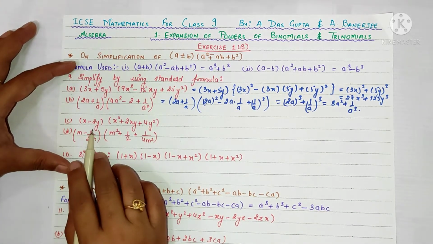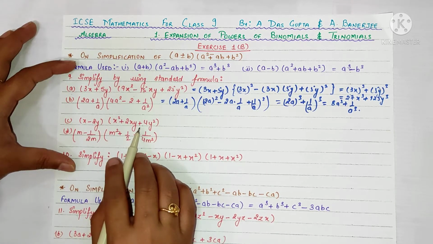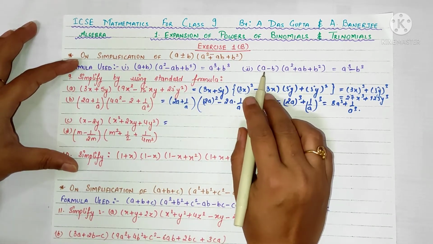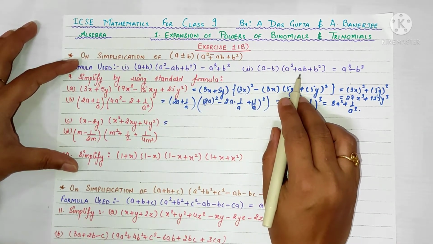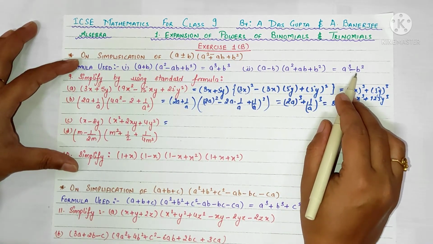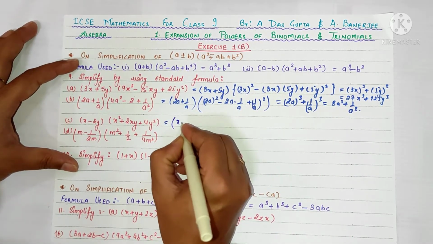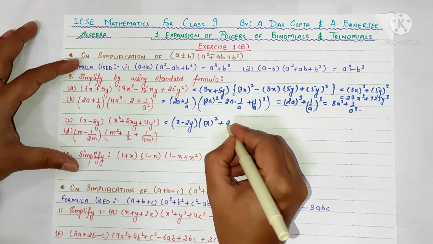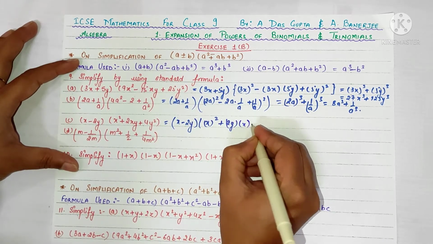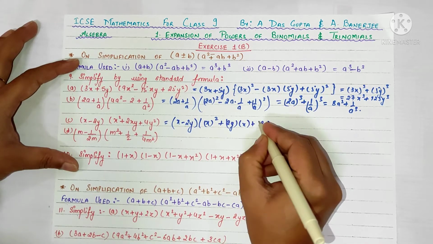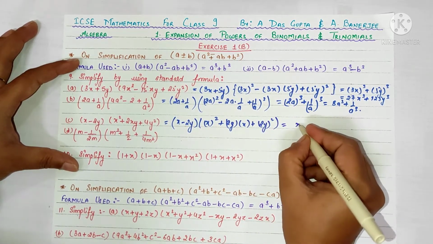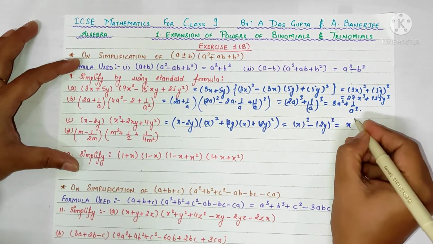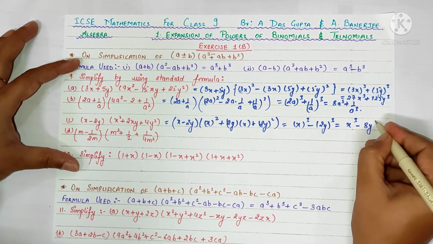Next part is (x minus 2y) into (x square plus 2xy plus 4y square). So now similarly this is on the second formula, that is (a minus b) into (a square plus ab plus b square) which is equal to a cube minus b cube. So we'll be converting this as (x minus 2y) into, ये x का whole square लिख सकते हैं, plus 2y into x plus 4y square को मैंने (2y) square लिख दिया. So we'll get this as x whole cube minus (2y) whole cube. So we'll write this as x cube minus 8y cube.